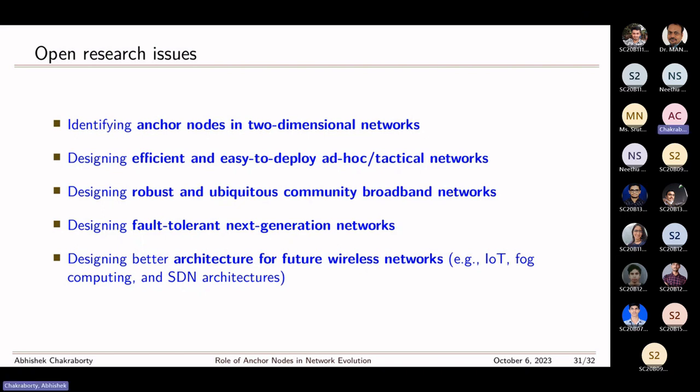Then robust and ubiquitous community broadband network design. Then fault tolerant next generation networking design, and also the current ones like IoT, fog computing, SDN architectures, M2M deployment, industry 4.0, 5.0, whatever you ask for. These require data packets to be delivered to the data center very fast. So how can it be done? You can minimize the APL.